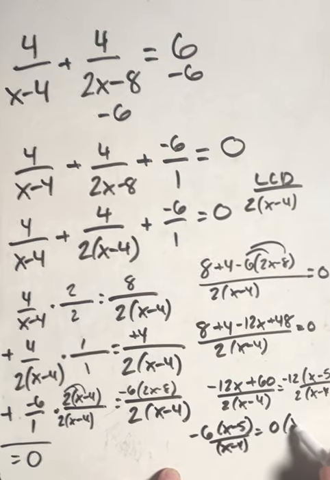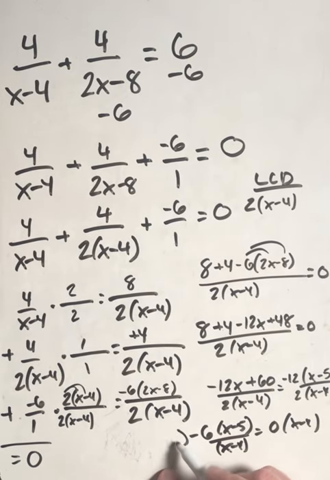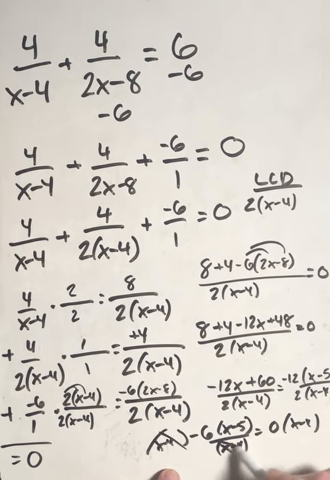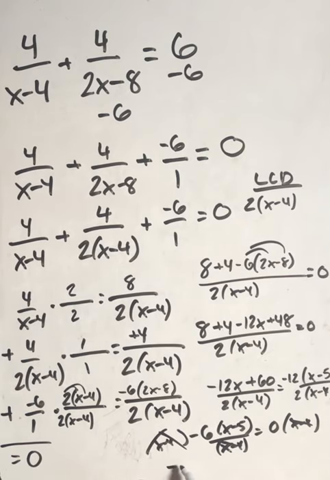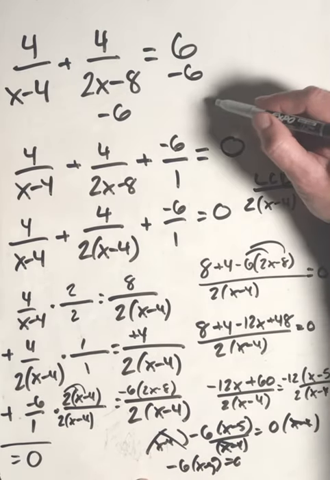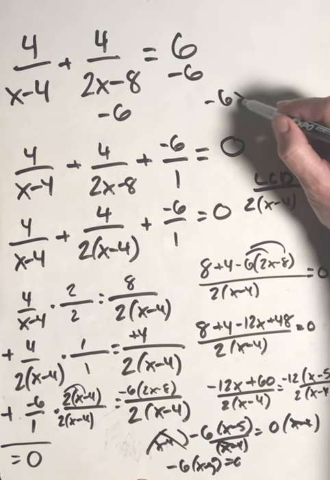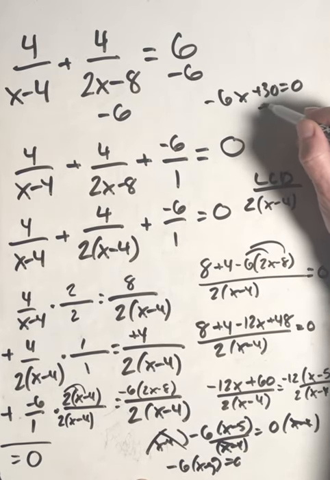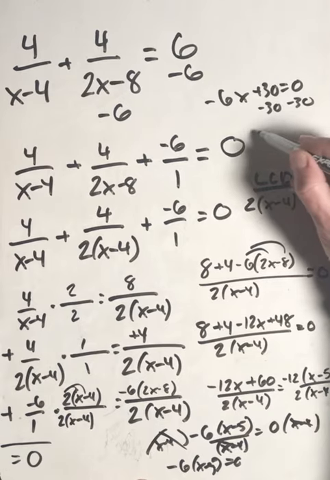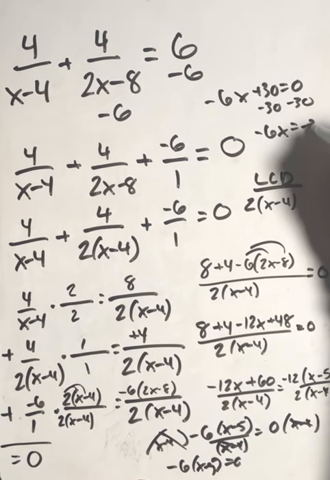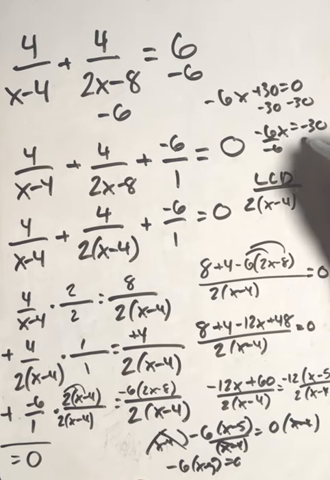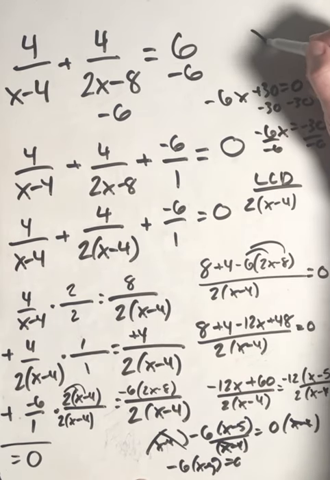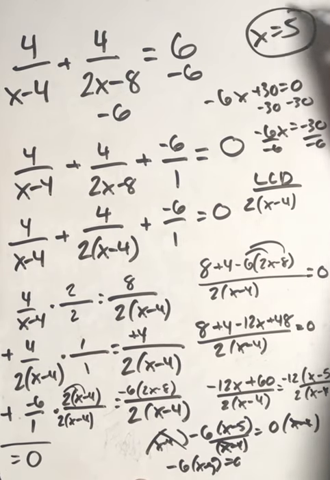When you multiply that times x minus 4, it all goes away, and you have negative 6 times x minus 5 equals 0. Negative 6x plus 30 equals 0. We subtract the 30. Negative 6x equals negative 30. We divide by negative 6. And through all this, we get x equals positive 5.